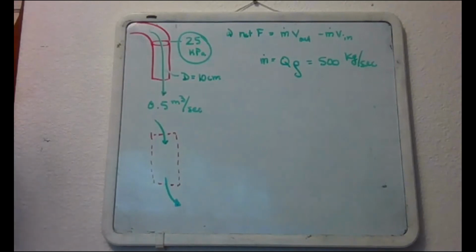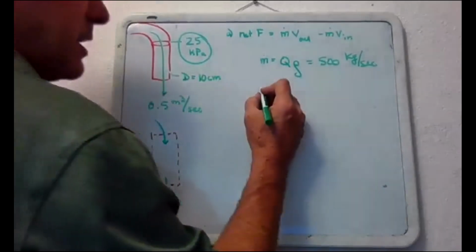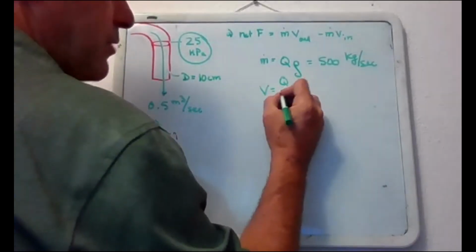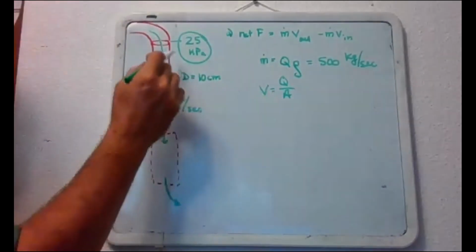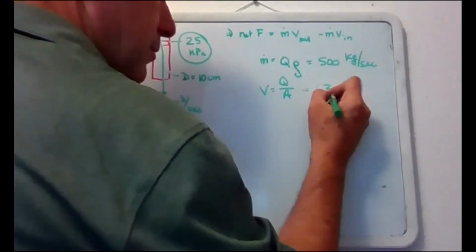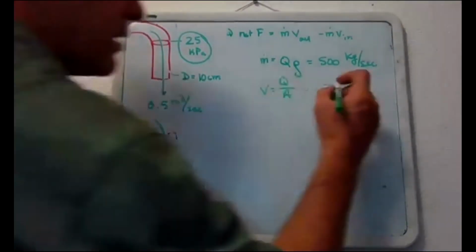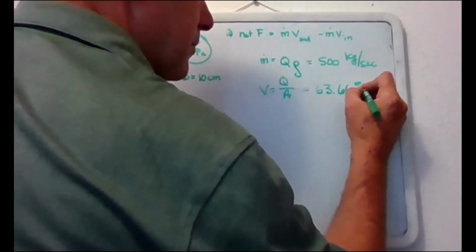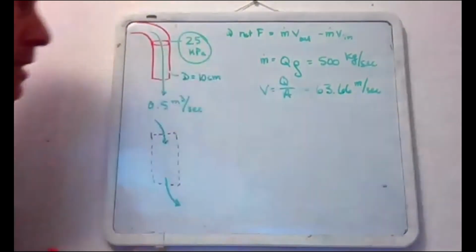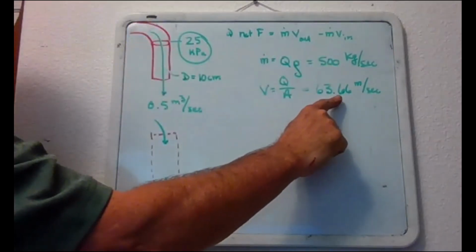All right, how about Vn? Well, we did that calculation earlier, when it was horizontal, but the numbers are the same. We can get speed by doing volume flow over cross-sectional area, and this is 10 centimeters. I believe that turned out to be 63.66 meters per second. Wow, that water is really flowing. Okay, let's say those are the in numbers, 500 kilograms per second in, 63.66 meters per second in.